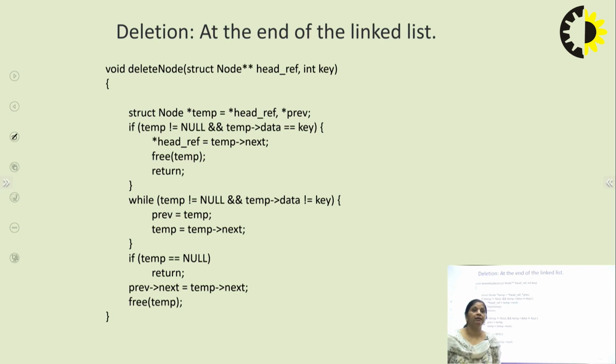Now we'll talk about deletion. In deletion, we will take a key which we have to delete. So this is our delete function. In delete function, again, we are taking headref because it may be the case that we have to delete the first node. And if we have to delete the first node, it may be the case that headref may get changed. Okay, so what we are having here, the first node address and the key value to be deleted.